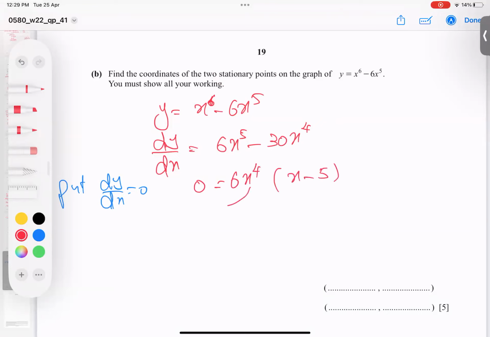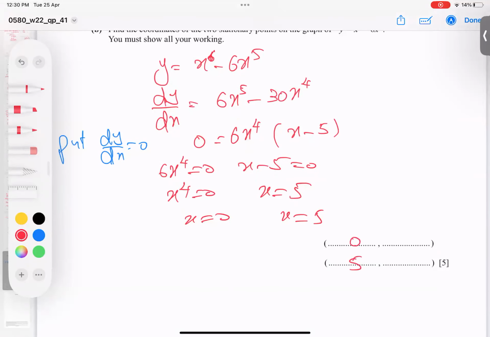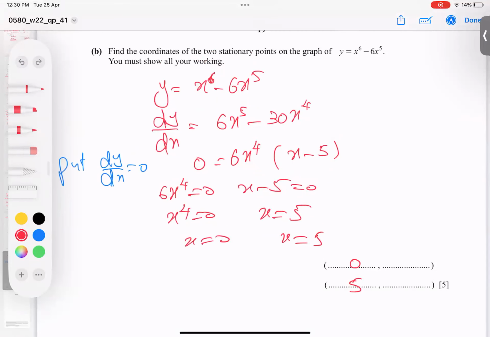So either this is equal to 0 or this is equal to 0, one by one. Here 6x to power 4 equal to 0, and here 5 goes there. So x is 0 and x is 5. Game is not over. He is asking for the y coordinates. So this value 0 plugged in there, I get y equal to 0. So this 0, 0 is very clear. And now when I plug in 5 there, use your calculator. What is it giving us?